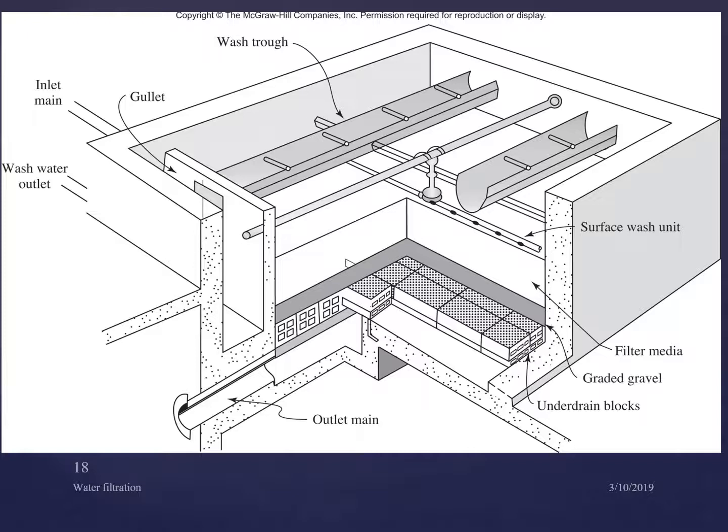Let's see here again. There's another picture of it here. That's the inlet main at the left top. You put the water in and then you filter it. But when you want to wash it, at the top you see wash troughs. You apply water from the bottom to the top and you collect water with the wash trough.